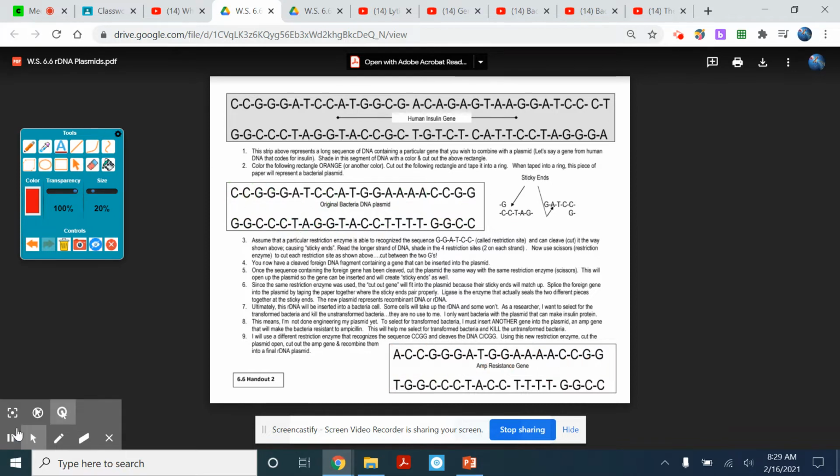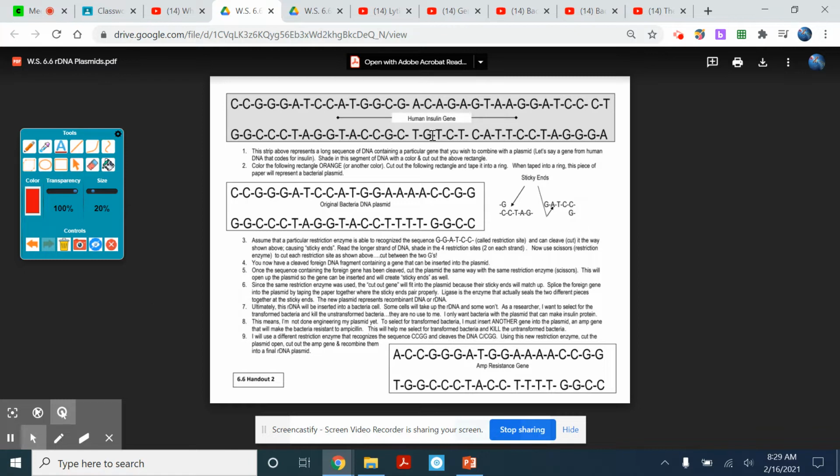Okay, so now we have them all cut out. And like I said, the whole purpose of this is to manipulate bacteria DNA, to insert new genes into bacteria DNA. But if you think about it, no, bacteria DNA is not linear. So we kind of have a problem. We need to do another step before we can even have our model set up and ready to go.